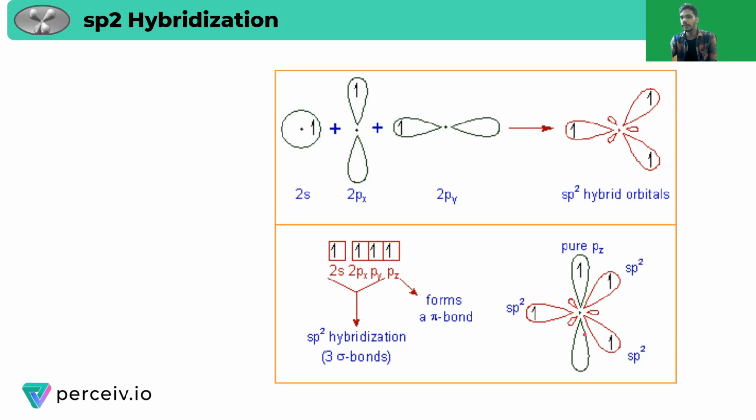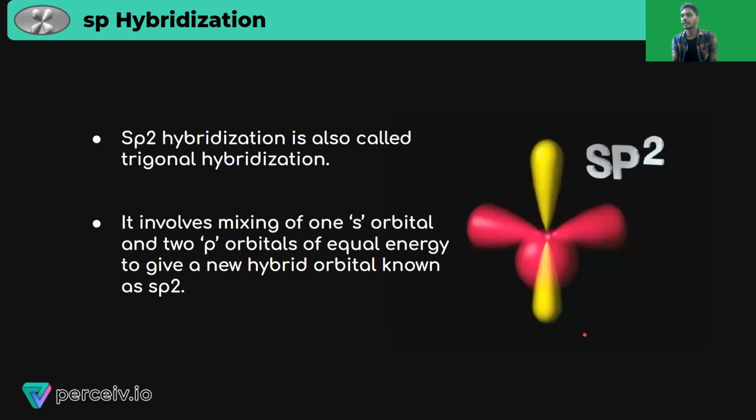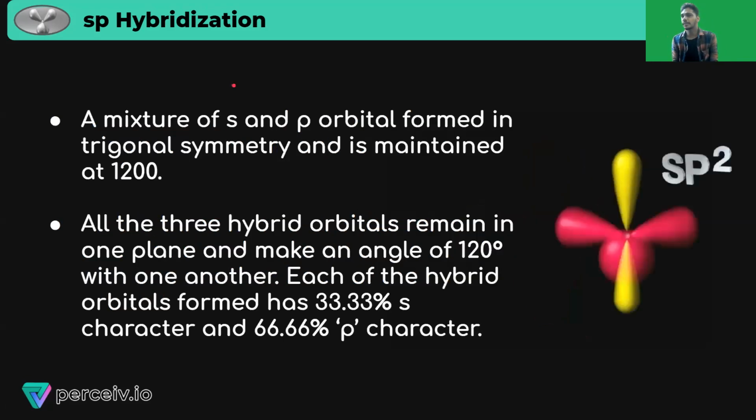So have you understood that point? Yes. So sp2 hybridization is also called trigonal hybridization. Why is it called trigonal? Because of the three hybrid orbitals forming a trigonal shape, so it shows trigonal geometry. It involves the mixing of one s orbital and two p orbitals of equal energy to give new hybrid orbitals known as sp2 hybrid orbitals. So it gives rise to new orbitals. Now, the mixing of the s and p orbitals forms the trigonal symmetry, as we have just seen.